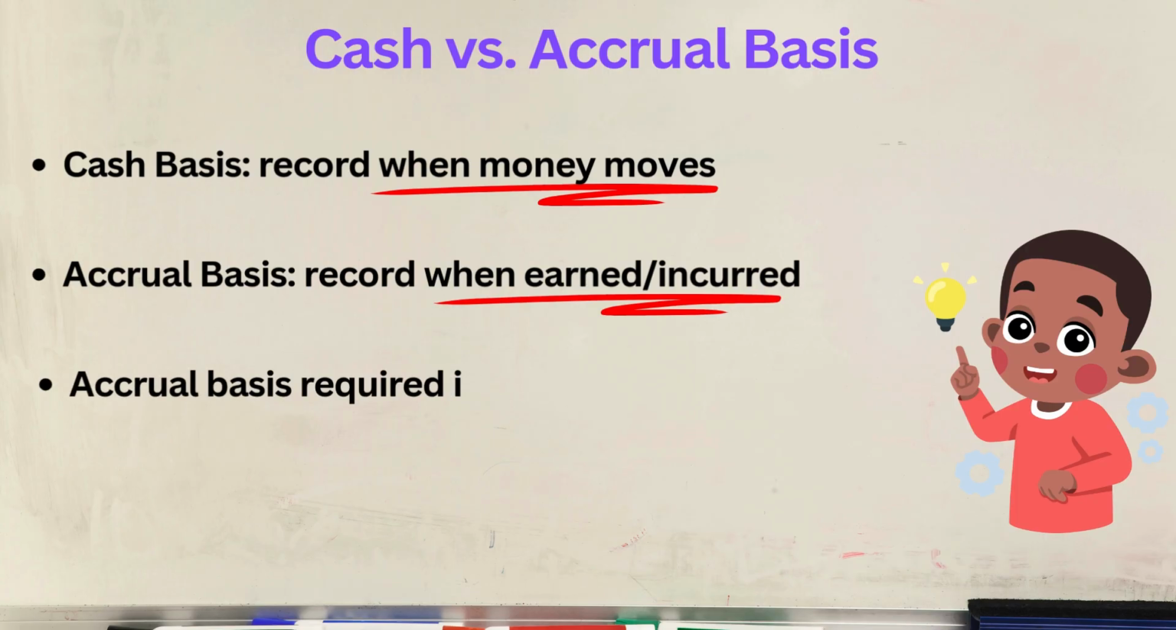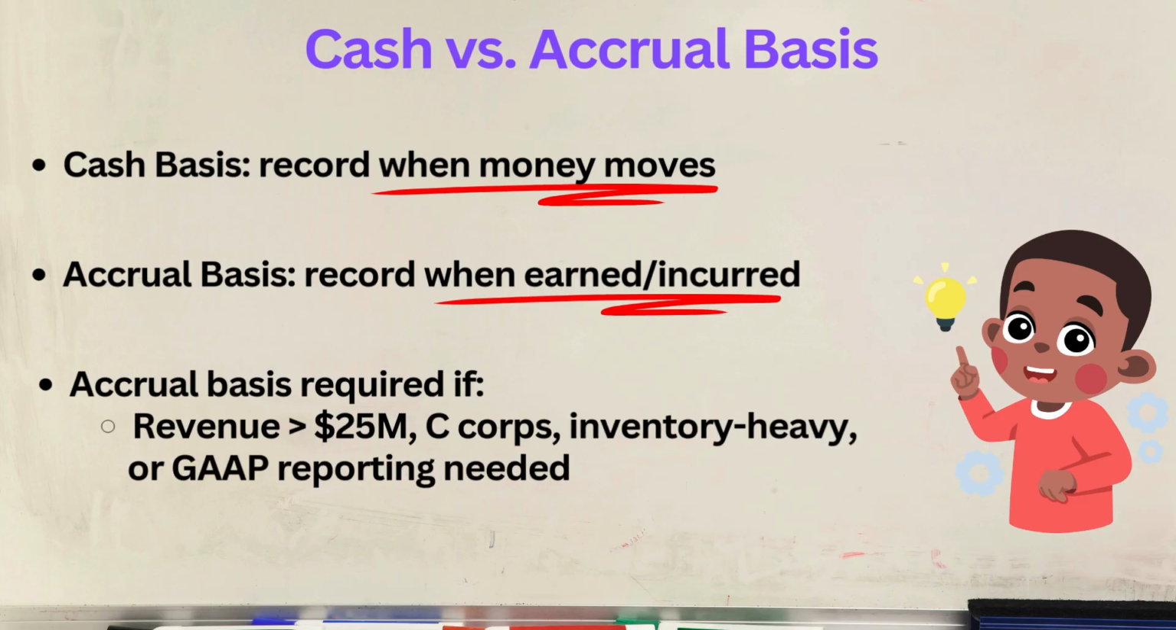By the way, businesses making over $25 million a year or C Corps with inventory must use accruals. And even smaller companies may need accruals if they want bank loans or investors, since it's the GAAP standard.